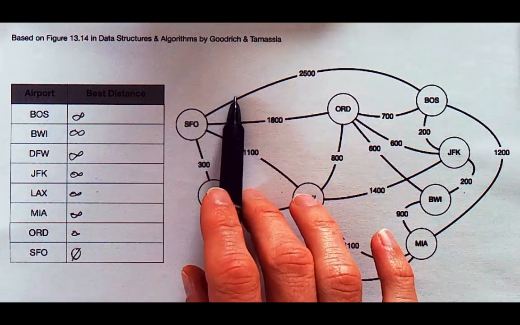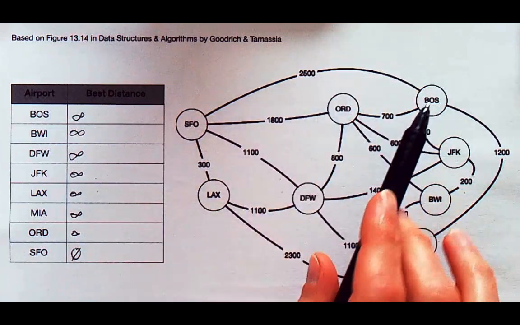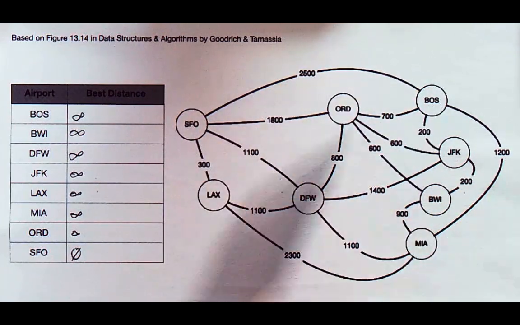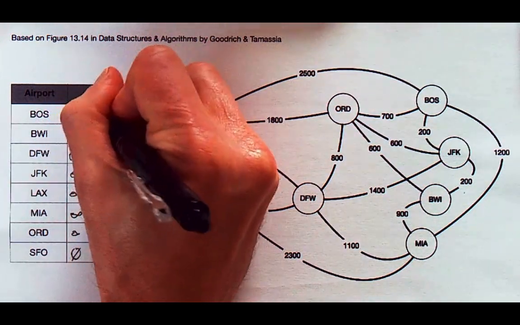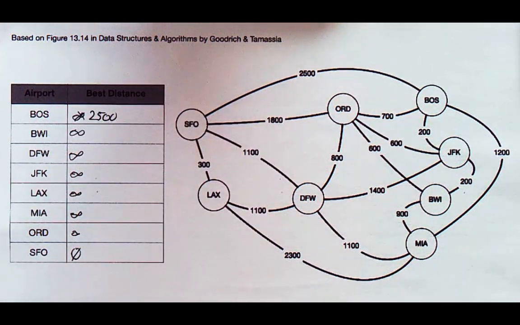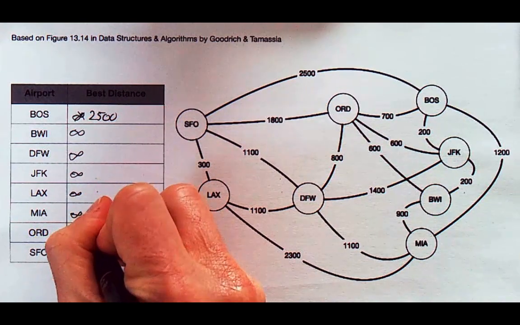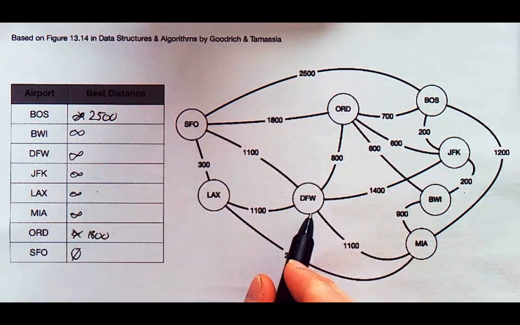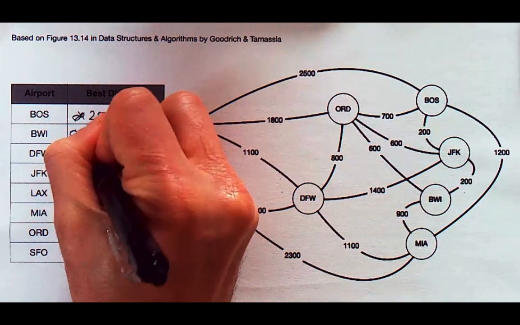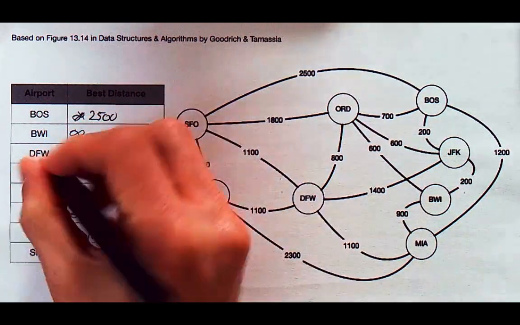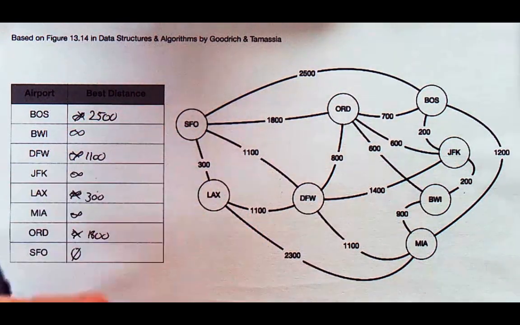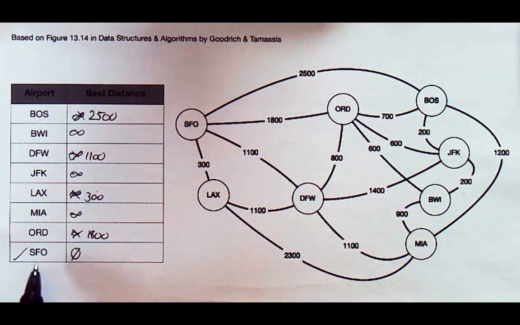So from San Francisco, we'll look at all of our outgoing vertices. We've got outgoing edges. We've got an edge going to Boston. We can get to Boston with a total of 2,500. So we'll go ahead and update our distance there. We've got an outgoing edge to O'Hare, so we'll go ahead and update that as well, 1,800. We've got an outgoing edge to Dallas of 1,100. We've got an outgoing edge to LA of 300. Okay, so we've now processed San Francisco, so we'll mark it as being connected.